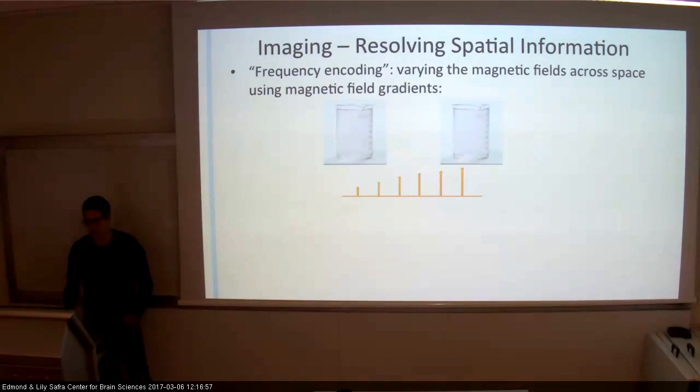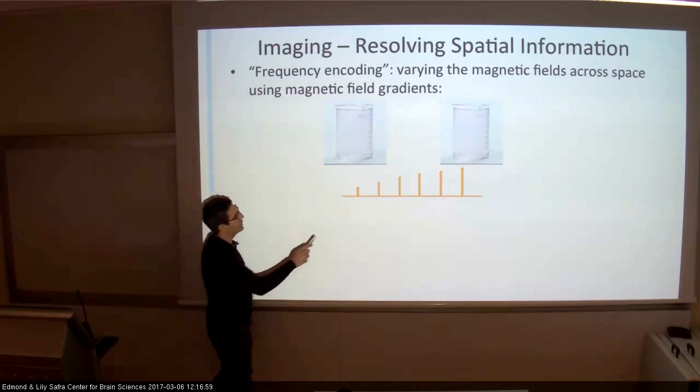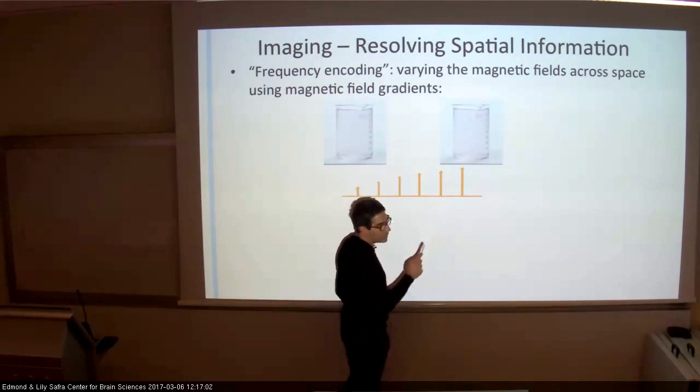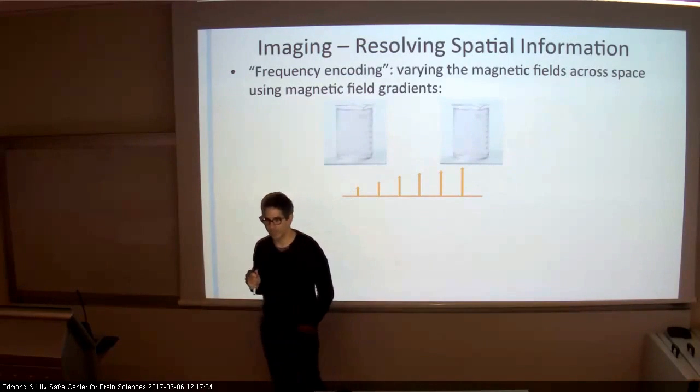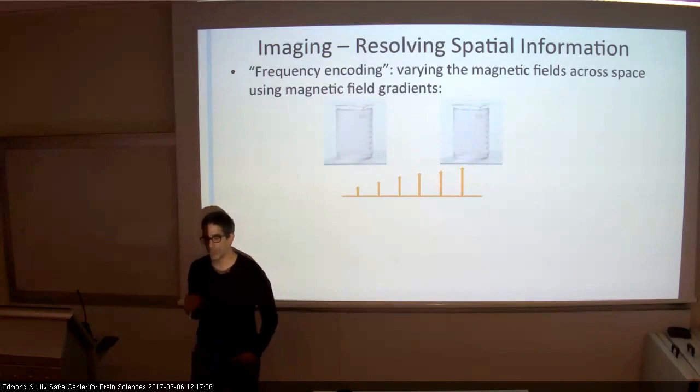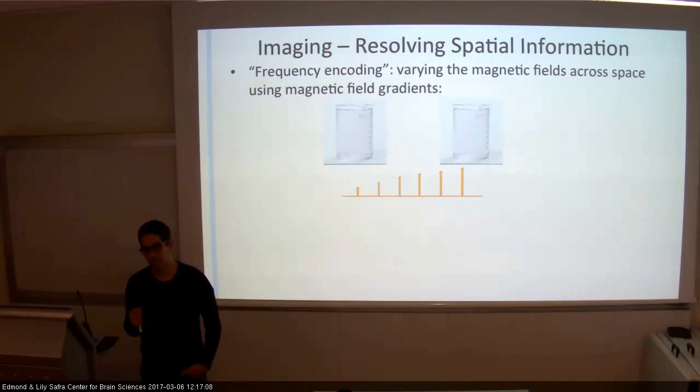Now I can do the same experiment, but create some perturbation or gradient in the magnetic field. So now each one would have what? A different what? A slightly different Larmor frequency, right?